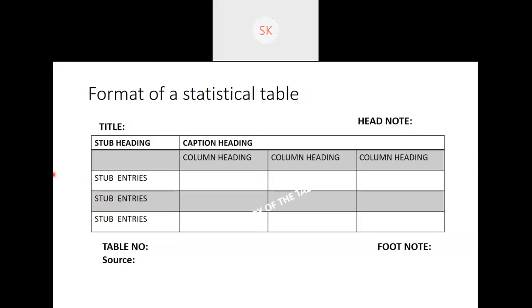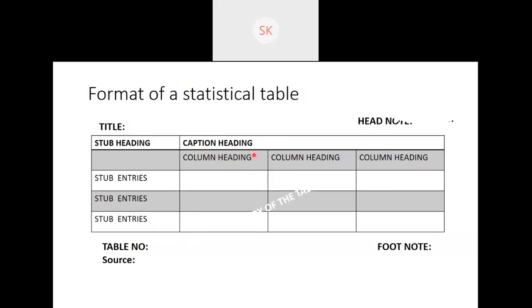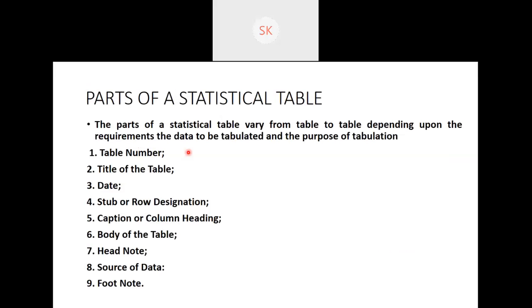Then stub or row designation. Stub or row designation is this: row headings. The row headings will be your stub. Okay, that's called stub. Then you have caption or column heading. Caption or column headings are the headings which are given here. Then the body of the table where we enter the numericals or the data.